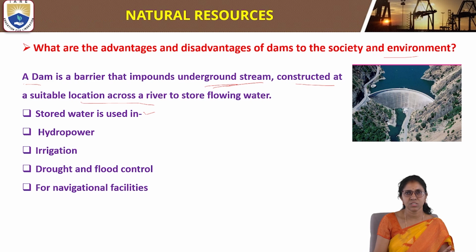It is used in the production of hydropower, and it is also used for irrigation, for drought and flood control, and for navigational facilities. So this stored water is used in hydropower generation, irrigation, drought and flood control, and also for navigational facilities.